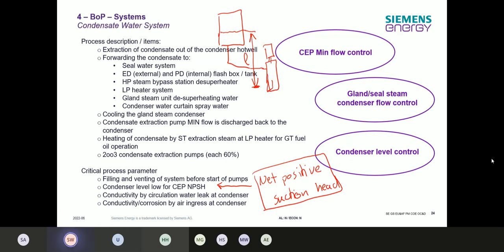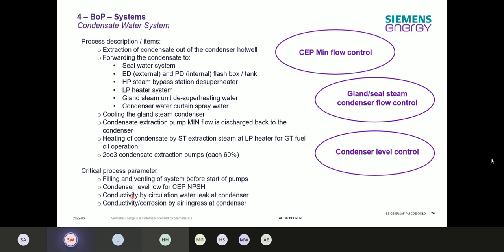And then we have the conductivity by circulating water leak at the condenser.